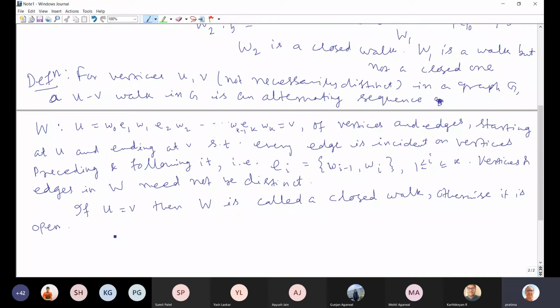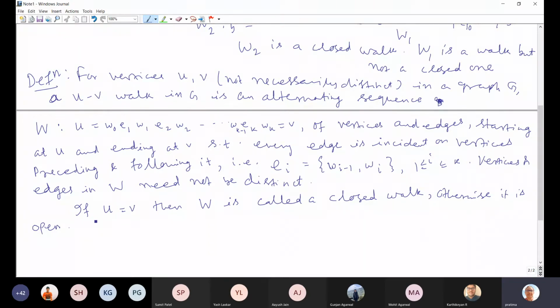Moreover, we also consider the length of a walk. The length of the walk will be the number of edges appearing in it, counting their multiplicity. Suppose some edge appears many times, repeating; all the repetitions we have to take into account. Here, this k is the length of the walk.